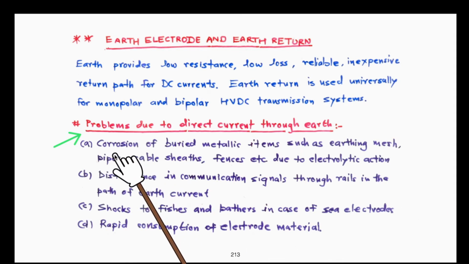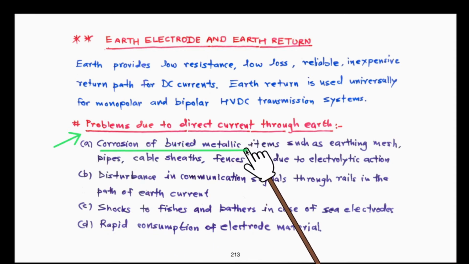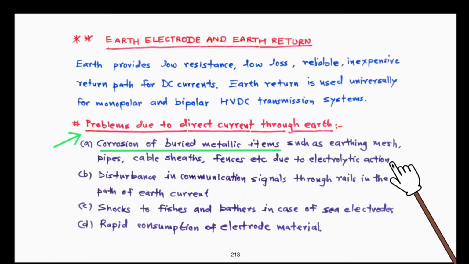First one is the corrosion of buried metallic items. This is a typical problem observed with respect to the flow of current through the earth for an extended period of time, right? Various metallic objects may be present below the earth surface. There may be pipelines, cables, fences, or some structure inside, underground tanks and other things. This is mainly due to the electrolytic action that takes place due to the flow of direct current from one end to another through the earth. So this is the first of the problems.